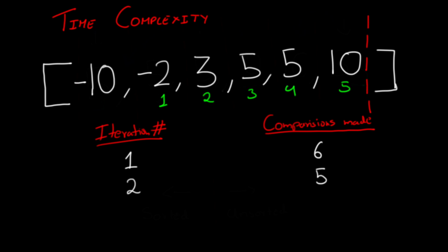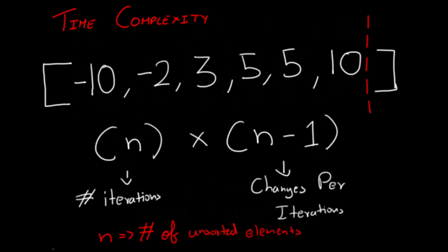In our second iteration, we made 5 comparisons. For the third iteration, 4, and for the fourth iteration, 3. So this keeps going on for a total of 6 iterations. And we can take this pattern and put it in some sort of formula. We have a total of n iterations, and at the end of each iteration, the number of changes that took place were n minus 1.